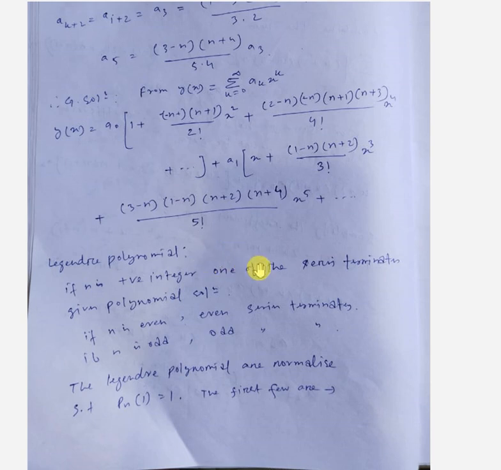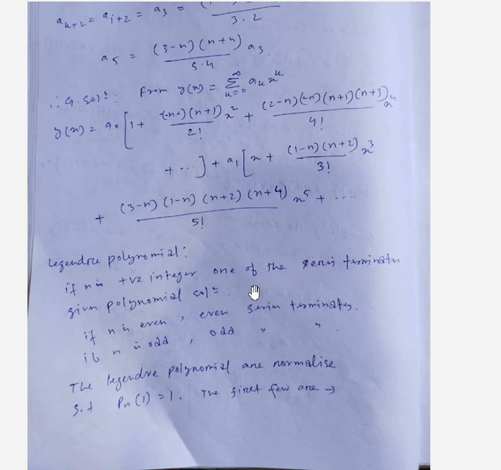So for Legendre polynomial, if n is a positive integer, one of the series terminates, giving a polynomial solution. What they are saying is, if n is a positive integer, then one of the series will terminate. If n is even, the even series terminates. If n is odd, the odd series will terminate. Because this is the even series, this is the odd series.